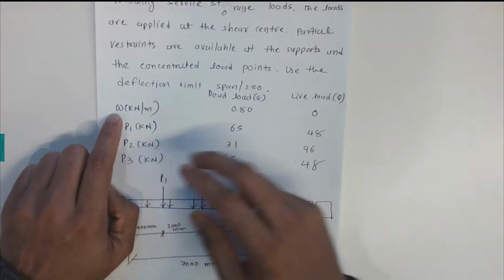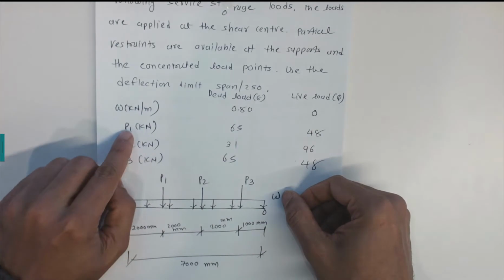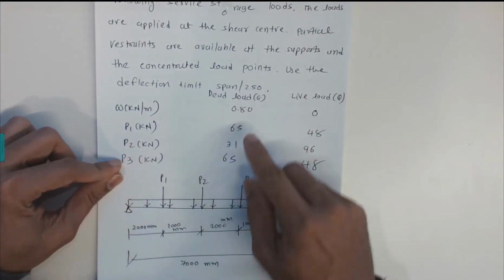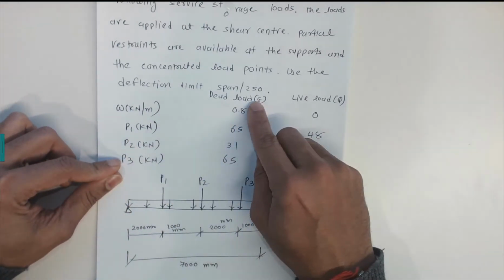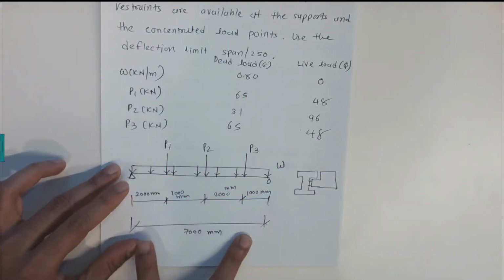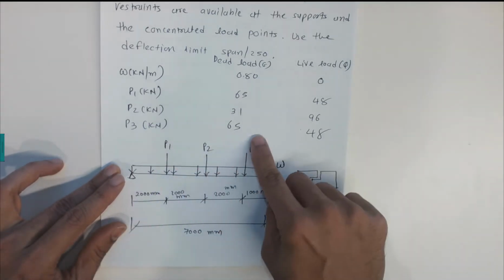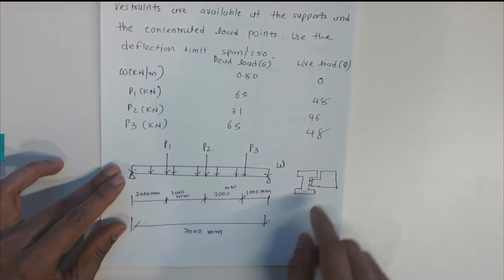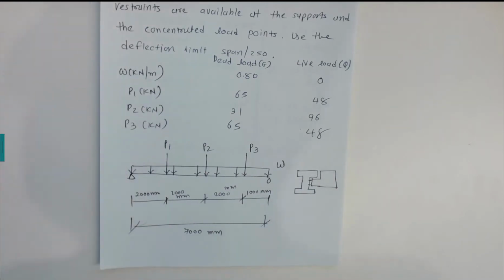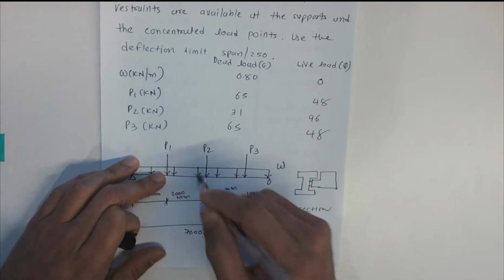The loadings are given. W loading is 0.80 kilonewton per meter dead load and 0 live load. P1, P2, P3 are given in kilonewtons for dead load and live load respectively. The span of the beam is 7000 millimeters. The locations of the P1, P2 and P3 loads are given, and the section for this beam is given here.